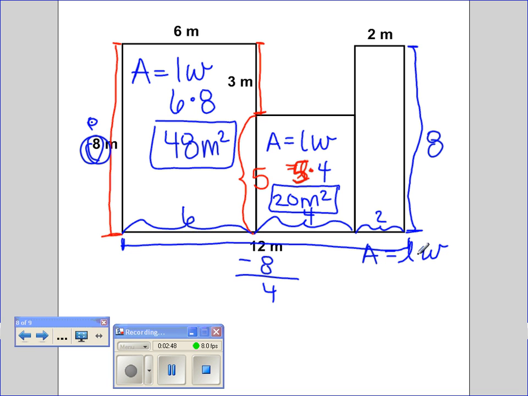So we have area equals length times width. We know 8 times, what's the width of this rectangle? 2. 8 times 2 is 16 meters squared.